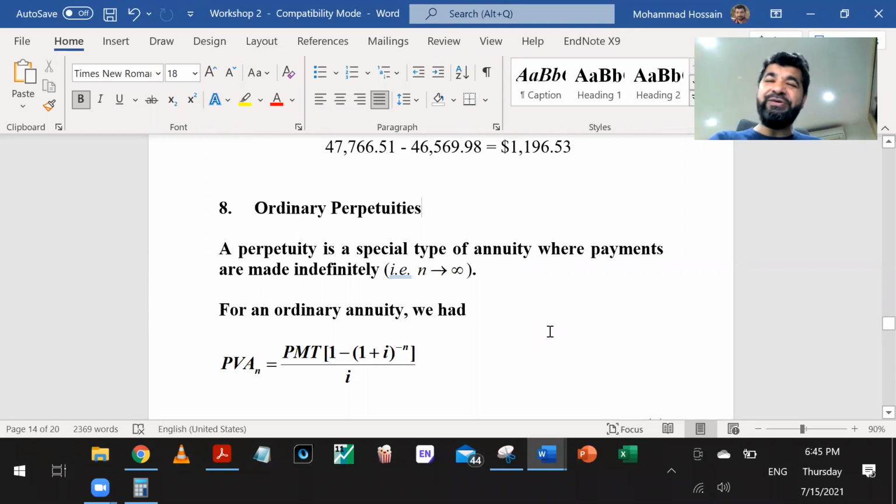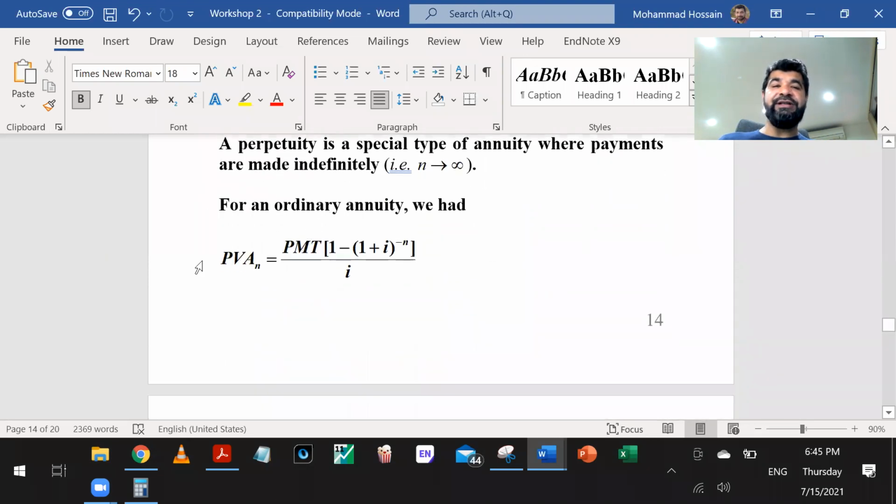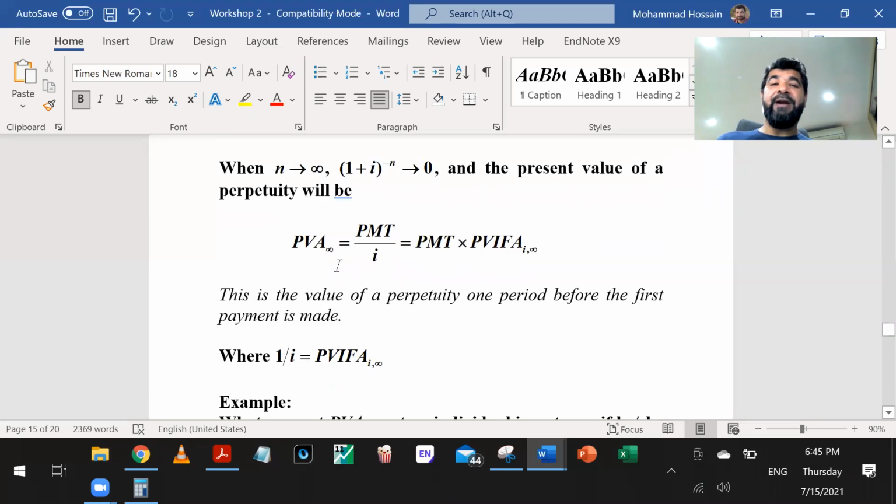Here, perpetuity is like forever. A perpetuity is a special type of annuity where payments are made indefinitely, equal to infinity. Okay, so what do we do for an ordinary annuity? This is our payment, this is our formula. But for perpetuity, now n is equal to infinity. When n is equal to infinity, 1 plus i to the power minus n equals 0.